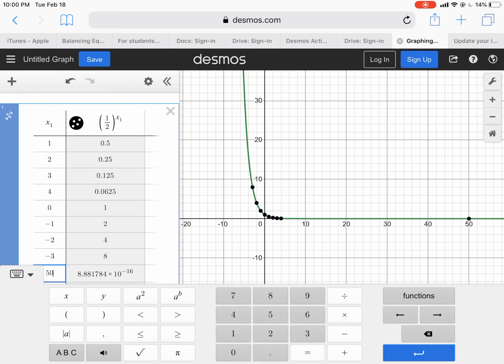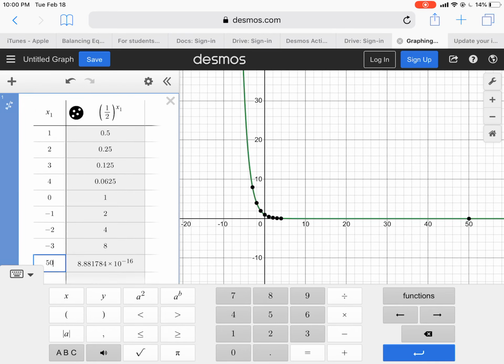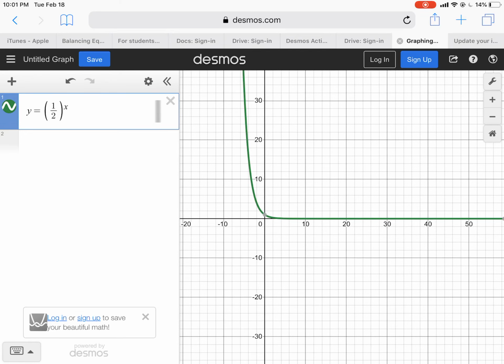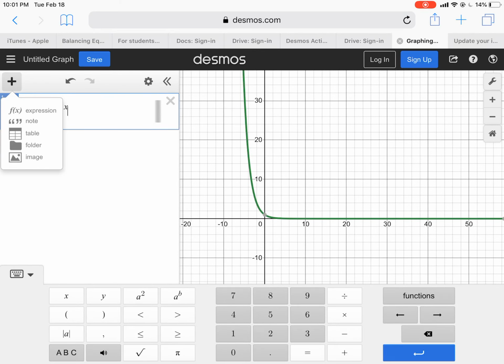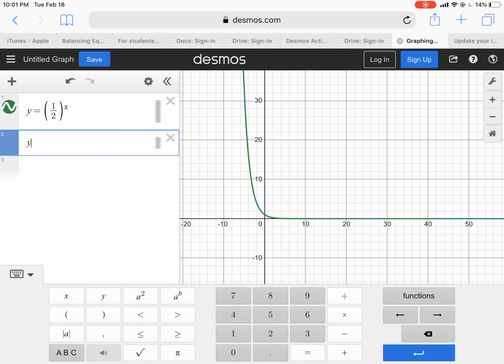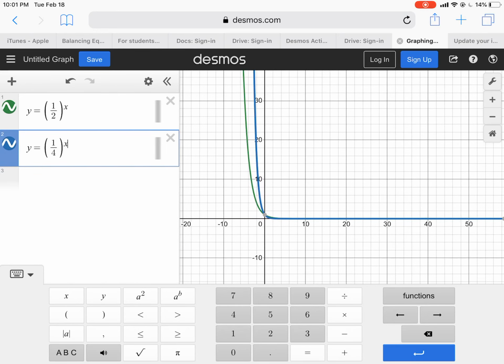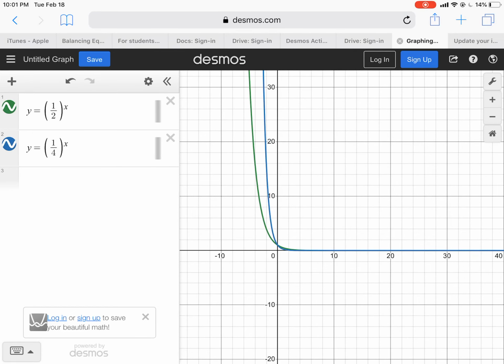Exponential decays are when your b value is a fraction. So I'm going to take that one out, leave that in. Let's look at the difference, and let me get another equation in here. Let's compare that to what happens if I do 1/4. Oops, hit the wrong button. To the x. Oops, not times x. I need it to the power of x.